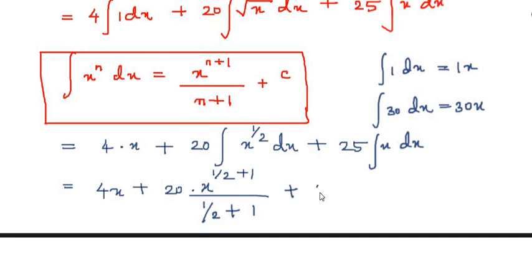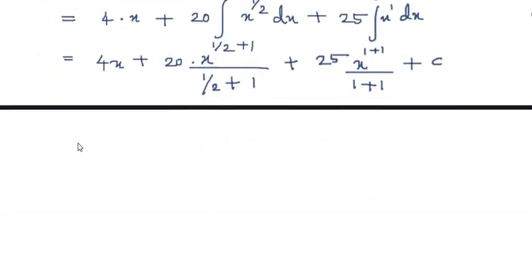Plus 25 integration of x to the power of 1. So it can be written as x to the power of 1 plus 1 over 1 plus 1, plus c. Remember, for the entire term or for the entire equation, there is only one constant of integration. We should not write a constant of integration for each term.